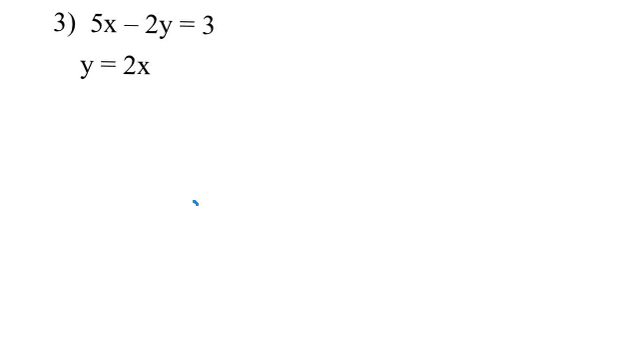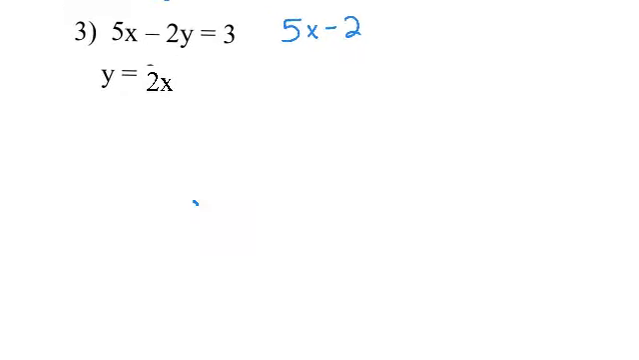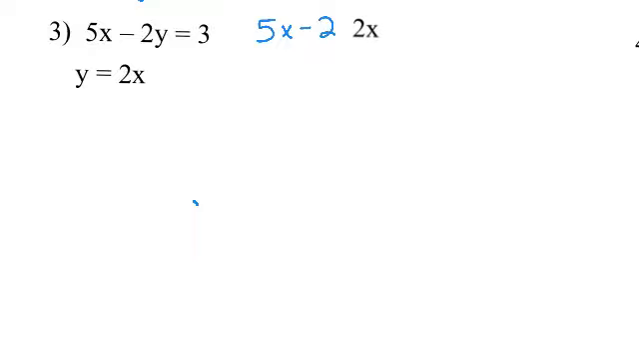Step 1, rewrite the equation while substituting for the variable. 5x minus 2 times y. What is y? Y is 2x. Remember to use your parentheses, equals 3.